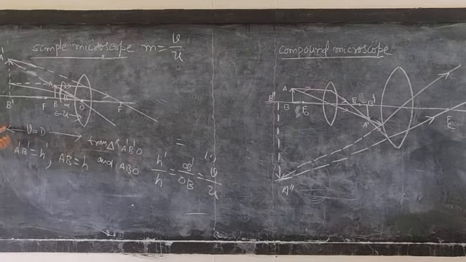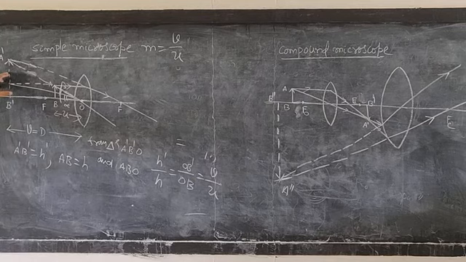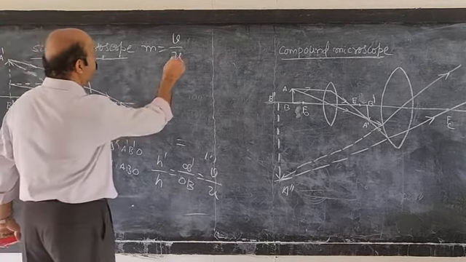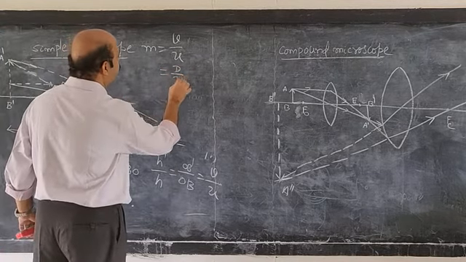So since M is equal to V by U, if the image is formed at the least distance of distinct vision, the magnification will be maximum, and I can see the image clearly. So in such a case, V can be taken as D. So that is equal to D by U.